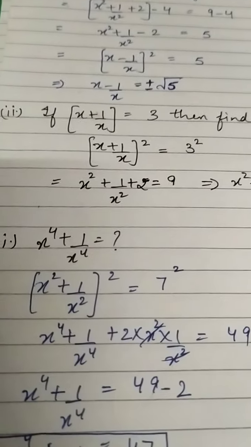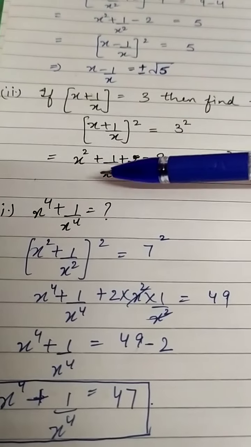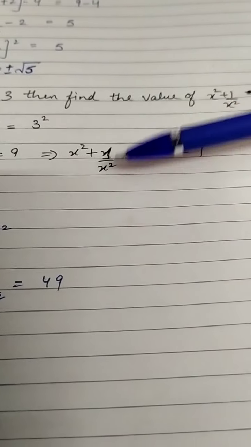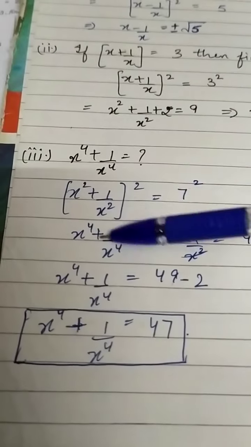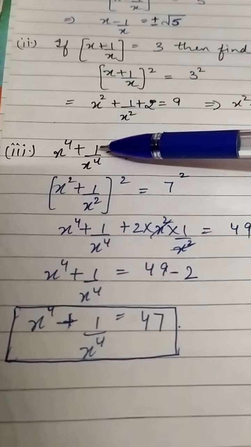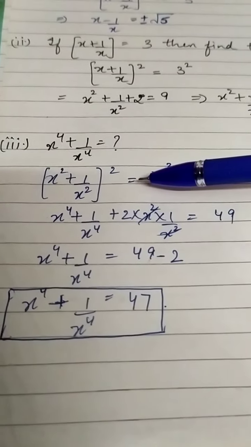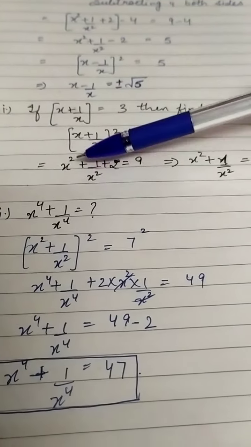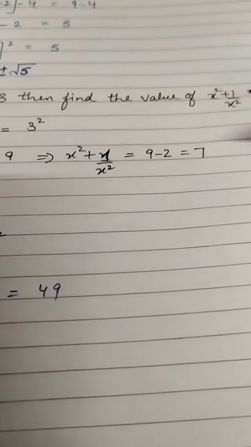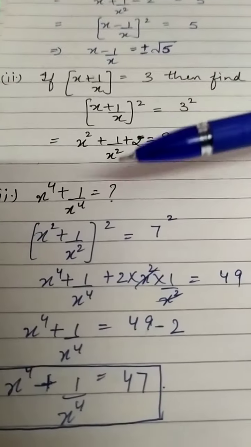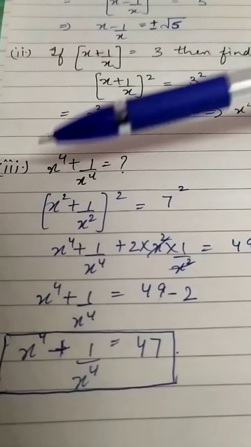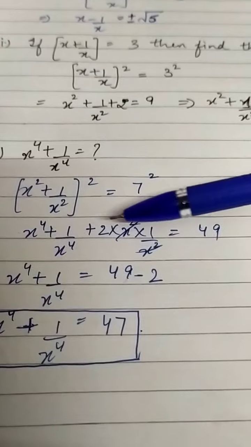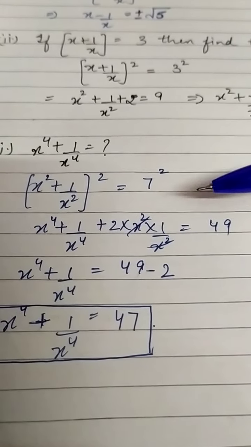Same if we have to find the value of x raised to the power 4 plus 1 upon x raised to the power 4, then we know the value of x square plus 1 upon x square is 7. So we will apply the formula of (x square plus 1 upon x square) whole power 2, because if we do it with x plus 1 upon x, then we would have to take the whole power 4, but we know the value of x square plus 1 upon x square. So we will take the whole square of this, then this will become x raised to the power 4, this will become 1 upon x raised to the power 4, and here 2 into x square into 1 upon x square.